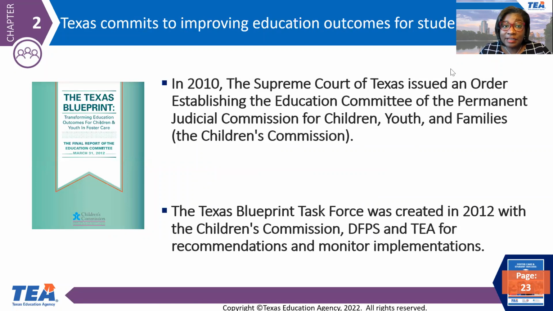So how does Texas commit to improving the educational outcomes for students in care? In 2010, the Supreme Court of Texas issued an order establishing the Educational Committee of the Permanent Judicial Commission for Children, Youth, and Families, the Children's Commission, which is one of our partners that help us with this guide. The Texas Blueprint is a task force that was created in 2012 with the Children's Commission, DFPS, and TEA for recommendations and monitoring implementation. The Texas Blueprint provided over 100 recommendations to the task force in providing resources for our students in foster care. So all of these entities work together to provide various recommendations. And more information about that is on page 23.